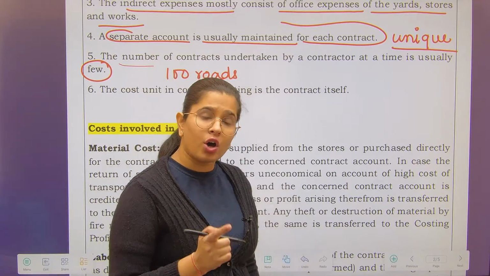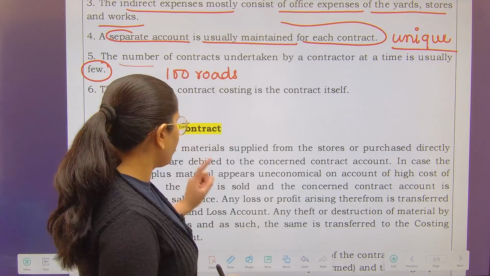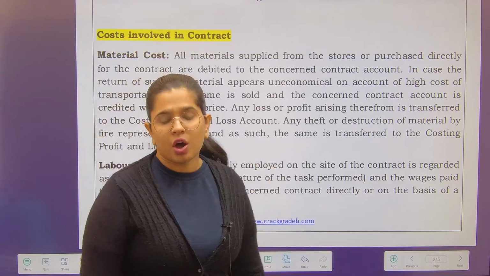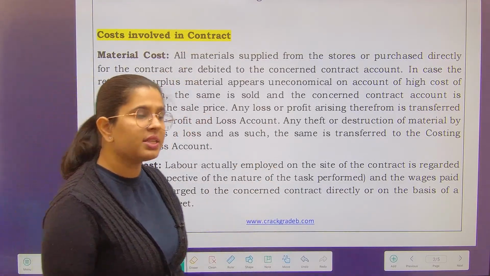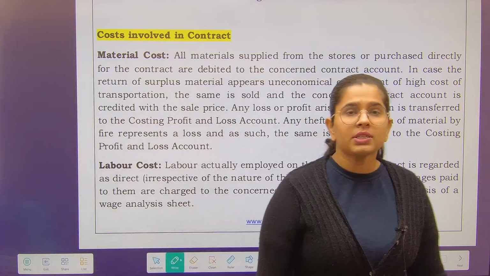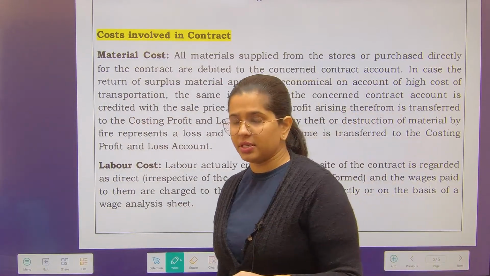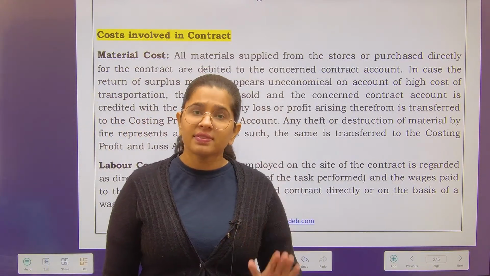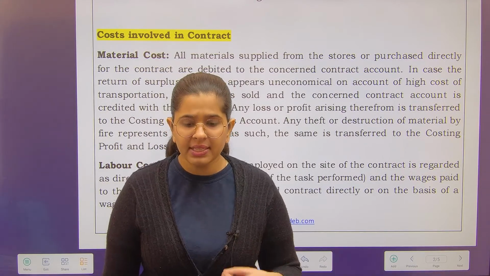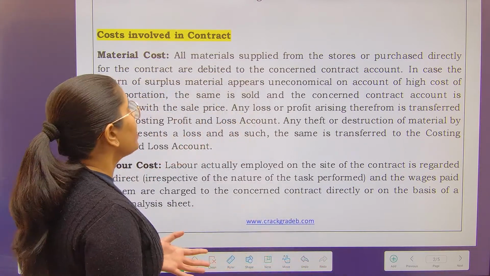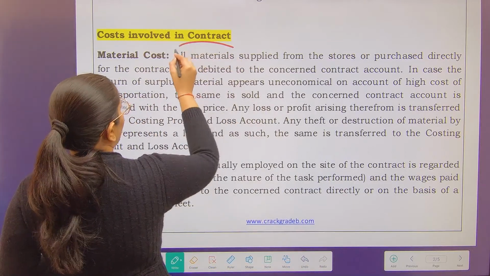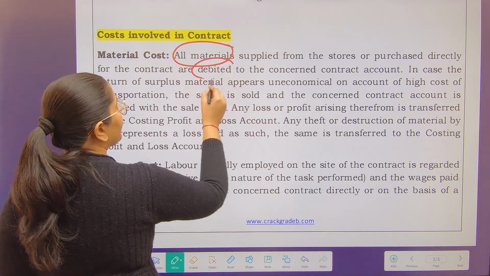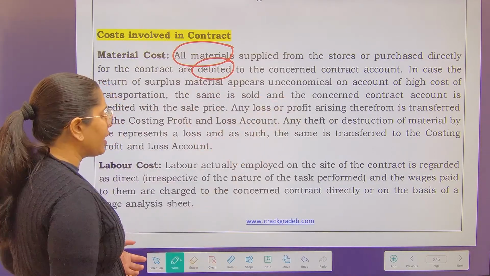Now we'll talk about the costs which are involved in your contract, as well as the treatment. See, first thing is material cost. In this, I have taken the material which you will be using, the material which you have returned, as well as the material which you might be selling as scrap. So all the materials which have been provided to you in order to complete the contract should be debited to the concerned contract account.